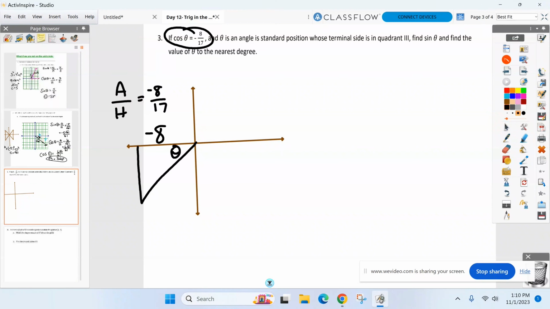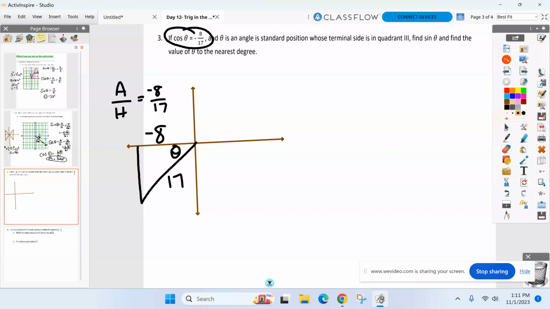I'm going back to your other one where we put the 6s down. It was negative. Where should the 17 go? Here? Adjacent over hypotenuse, so hypotenuse over there. And by the way, hypotenuse, never negative. It's only the other two sides.